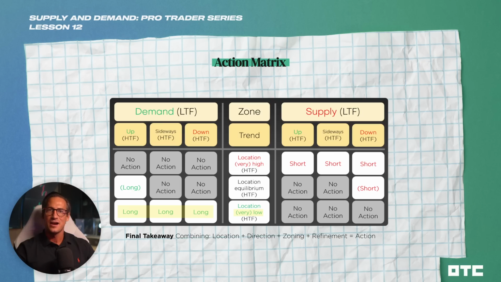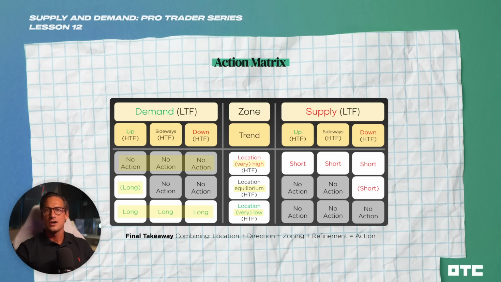The best case scenario is trading with a trend, in this case an uptrend, where you could also buy in the context of equilibrium with slightly less probability and less profitability. The medium scenario is trading demand in the context of a sideways trend, and the worst scenario is trading demand in the context of a downtrend. We can never trade demand in the context of higher timeframe location high.